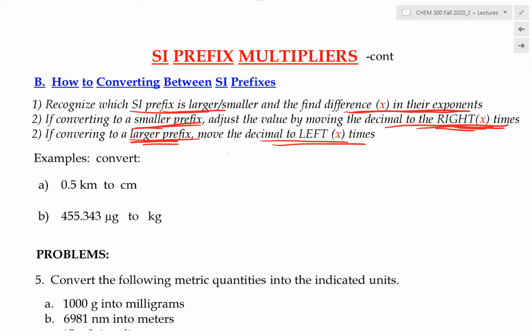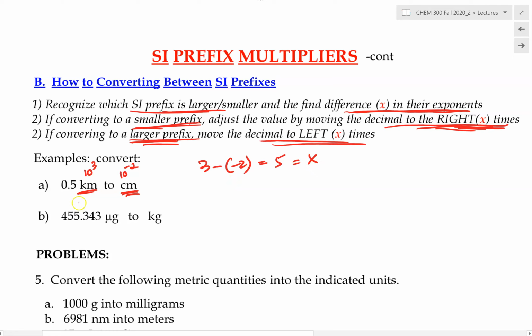So in this case right here, we have to convert 0.5 kilometer into centimeter. So how do we do this? First, recognize the differences in the exponent. Kilo is 10 to the third. And now centimeter here, so C here is for centi, and the unit is meter. So in this case, centi is 10 to the -2. So when we take the bigger minus the smaller, or the difference in the exponent, in this case it is 3 minus -2 equal to 5. So that is the difference in exponent. So x equal to 5.